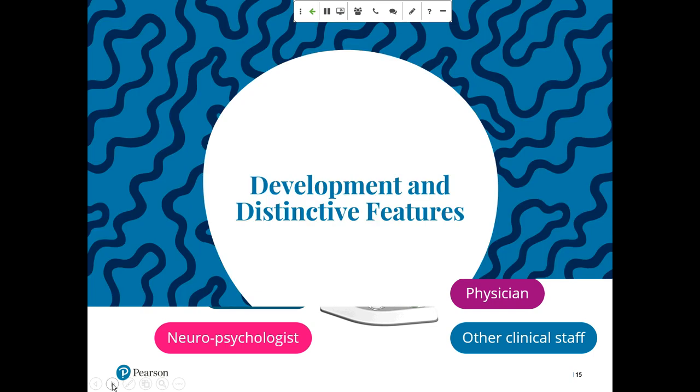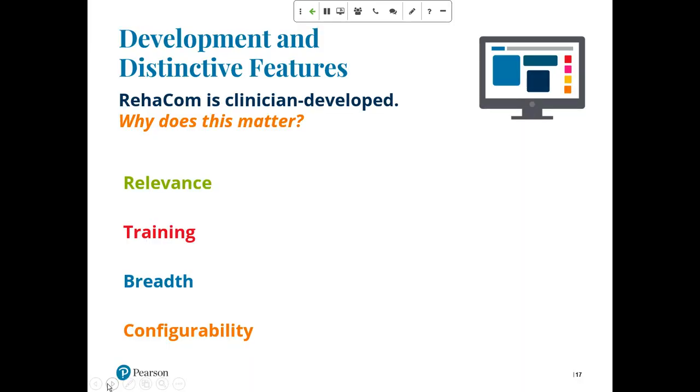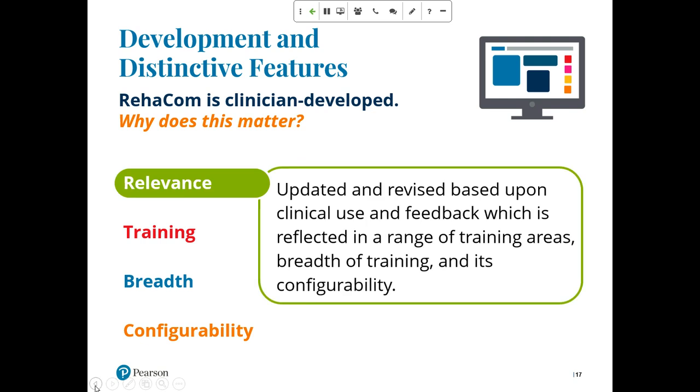Now, what makes it different, and why does this matter? Well, the program was initially developed 25 years ago by a psychologist in Germany called Dr. Weber and his colleagues at different hospitals and facilities. And since that time, it's been updated and revised. This was a tool developed for clinicians. And so when they were frustrated by something, or they needed to see something improved or changed or expanded upon, that feedback was incorporated and other components were developed. So it's reflected in the range of training areas, in the breadth of training that's currently available, and how it can be configured.